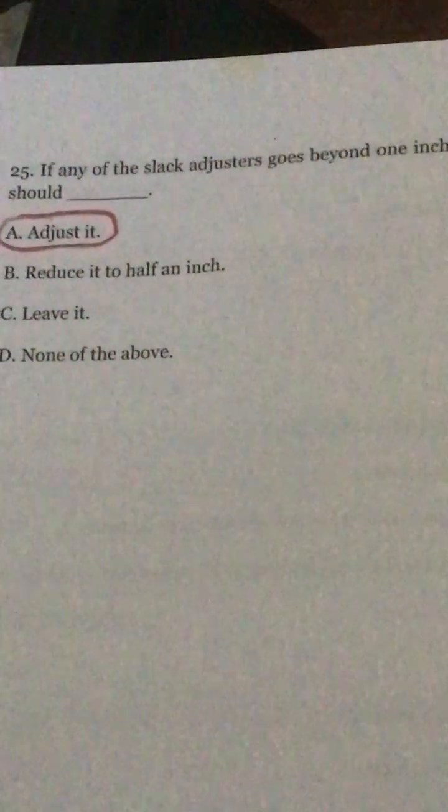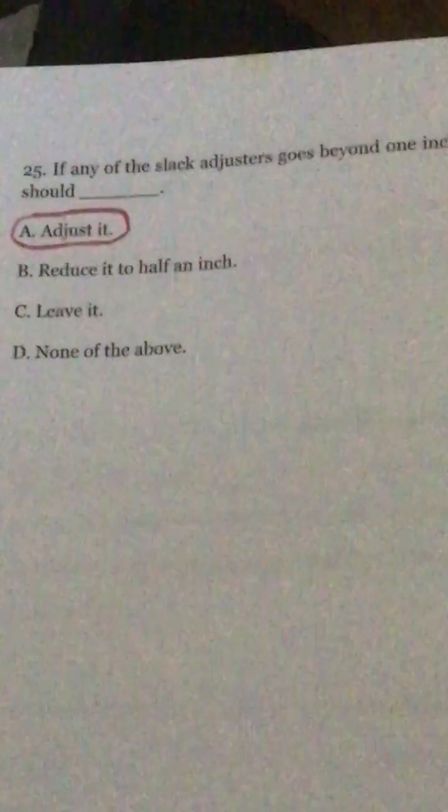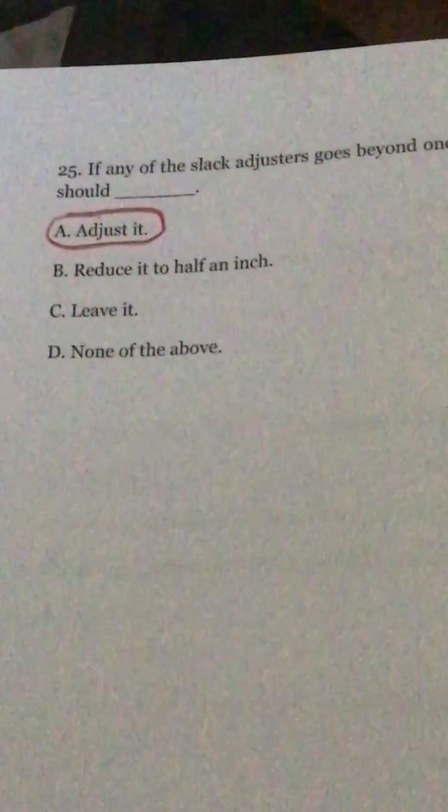And lastly, number 25. If any of the slack adjusters goes beyond 1 inch with the combined push rod, you should blank. A, adjust it. B, reduce it to 1/2 inch. C, leave it. Or D, none of the above.